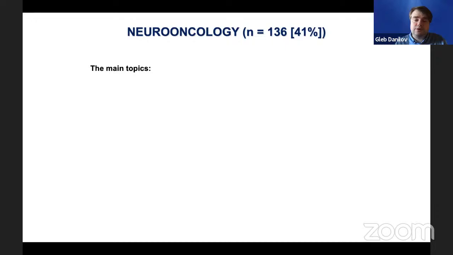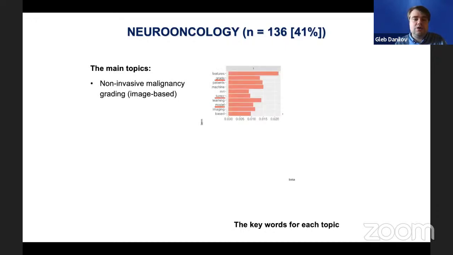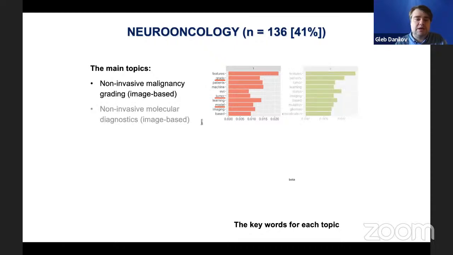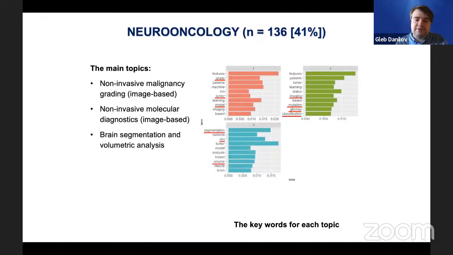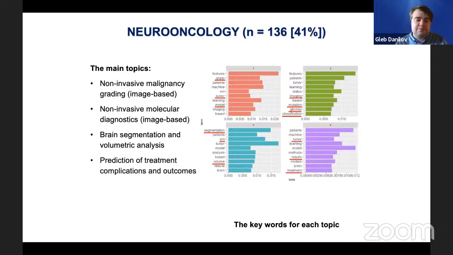Let's start with neuro-oncology. So the main goals of using AI in neuro-oncology were non-invasive malignancy grading, which is image-based, and the graph that appeared on the right is a set of words specific for the topic. I'm underlining the most important words for each topic. So next comes non-invasive molecular diagnostics, which is also image-based, brain segmentation and volumetric analysis, and prediction of treatment complications and outcomes.